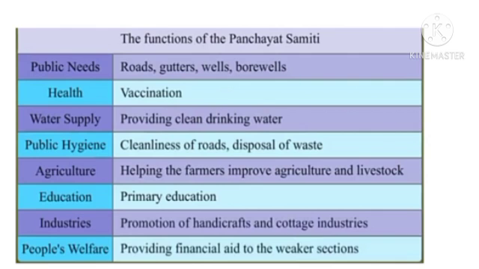Functions of the Panchayat Samiti. Public needs: roads, gutters, wells, health, vaccination, water supply, providing clean drinking water, public hygiene, cleanliness of roads, disposal of waste. Agriculture: helping the farmers improve agriculture and livestock. Education: primary education. Industries: promotion of handicraft and cottage industries. People's welfare: providing financial aid to the weaker sections. These are the functions of the Panchayat Samiti.